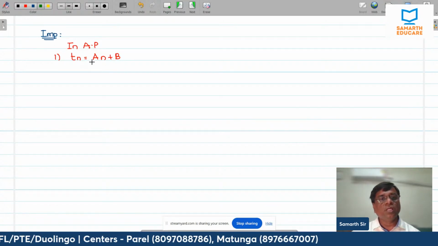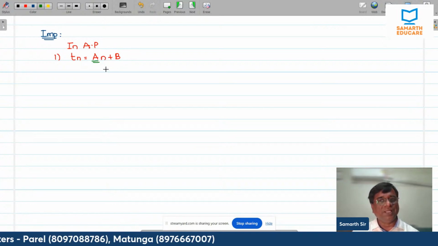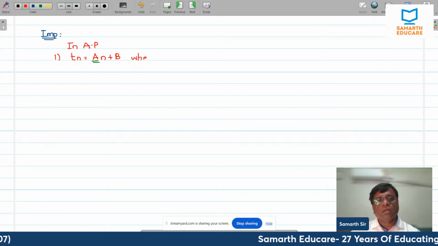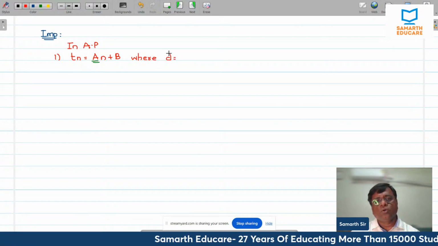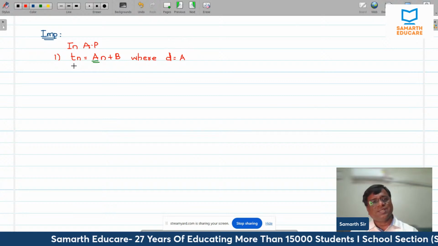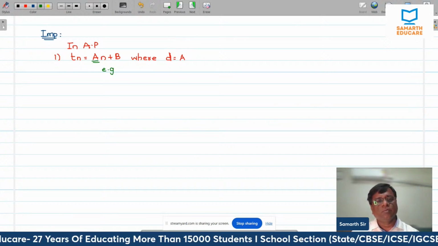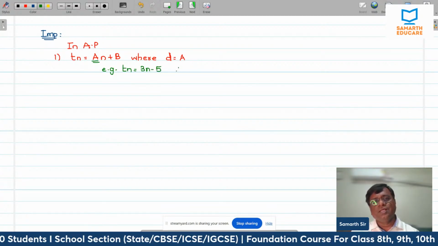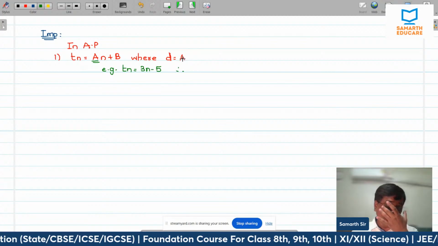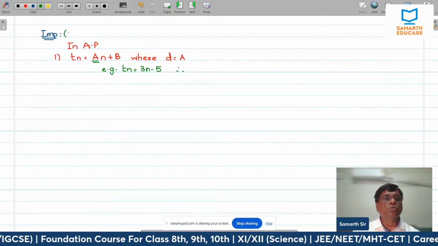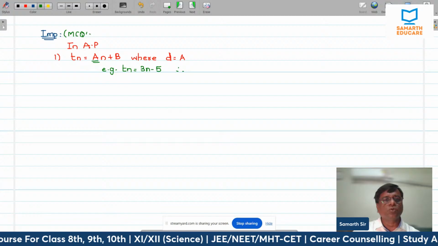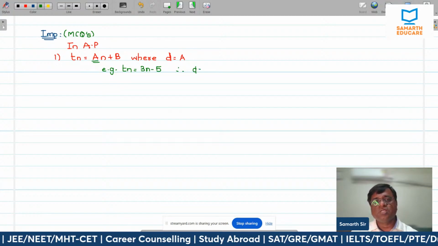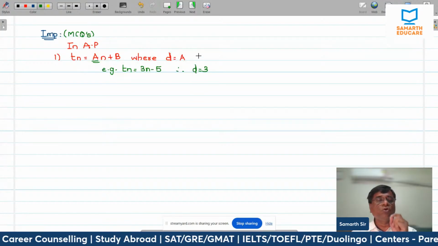Now what is more important in this case is a, that means coefficient of n, where d is equal to a. So suppose for example, I say Tn is equal to 3n minus 5. In this case, if the question in an MCQ asks for the common difference, this is only for MCQs, nothing else. Don't use it anywhere else, right? Directly you can write it as 3. That is the coefficient of n.